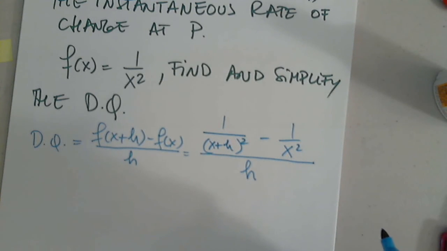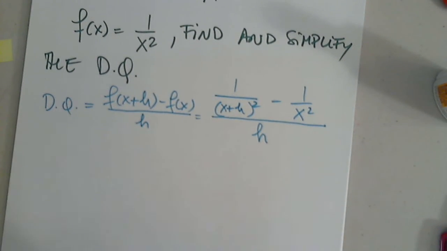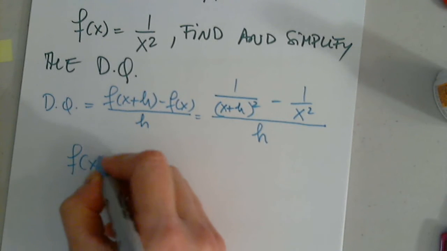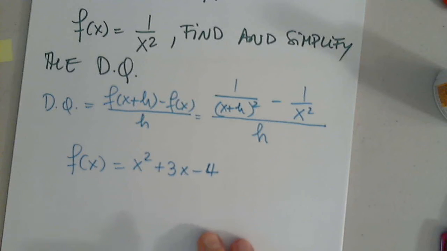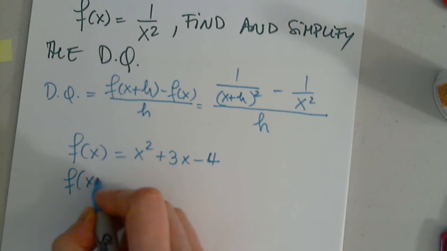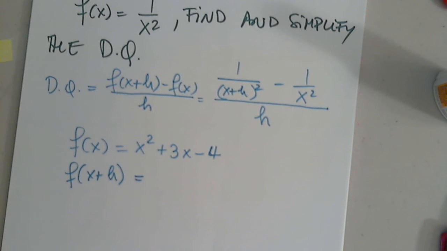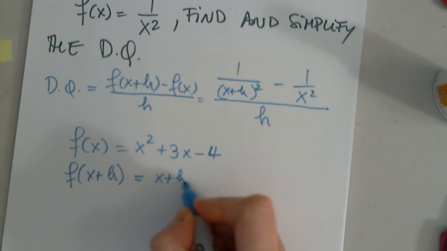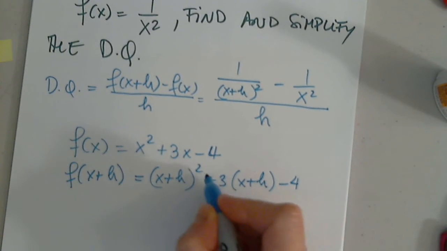Any questions? So before I continue simplifying, I just want to make super clear that when we have a function like x squared plus 3x minus 4, if I'm asked to find f of x plus h, how will you determine f of x plus h? We change the x with x plus h. Correct. So be very careful. We have to write this step first.